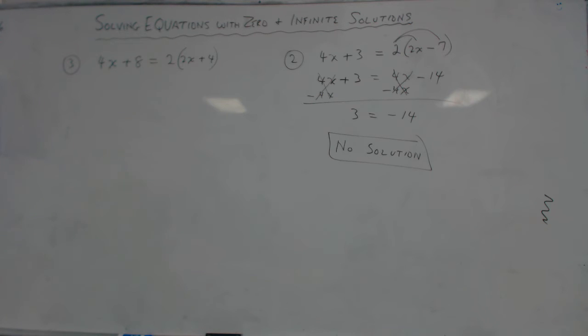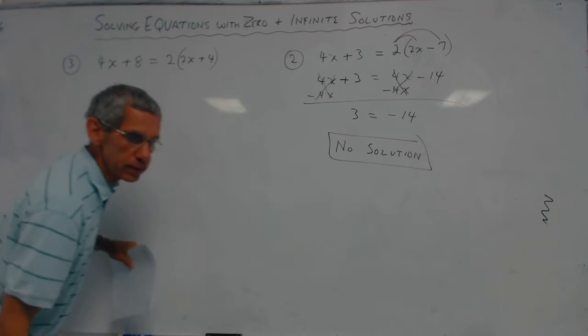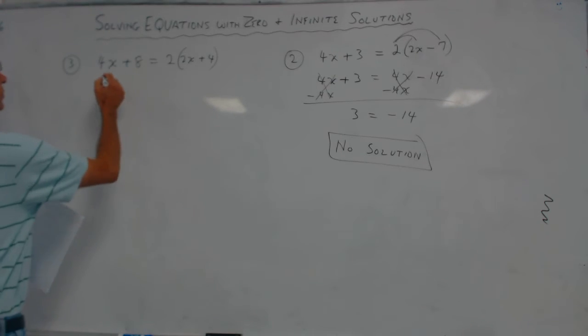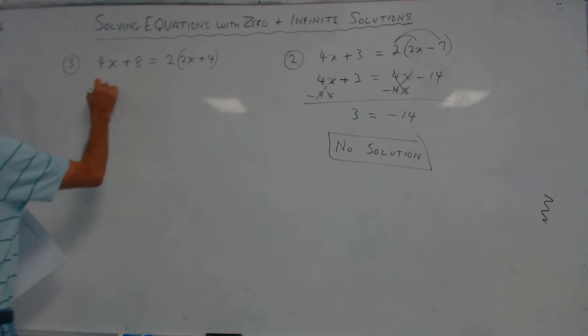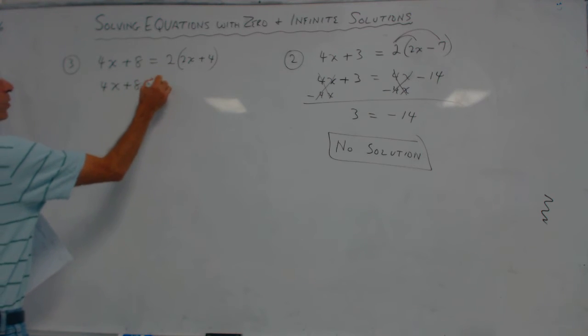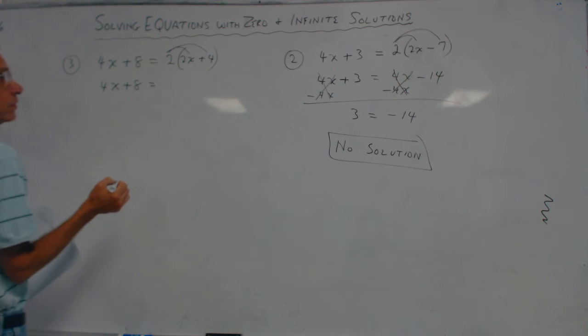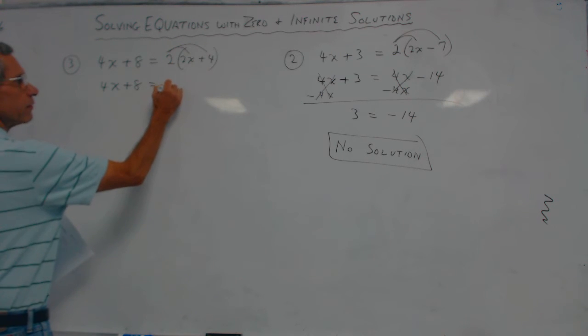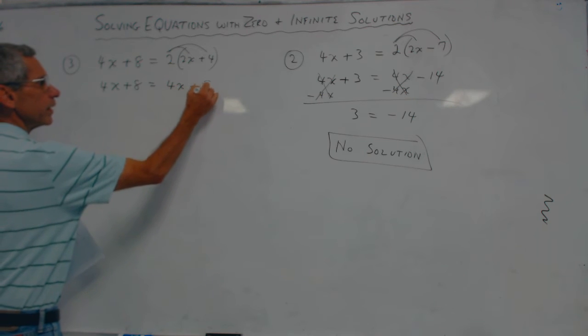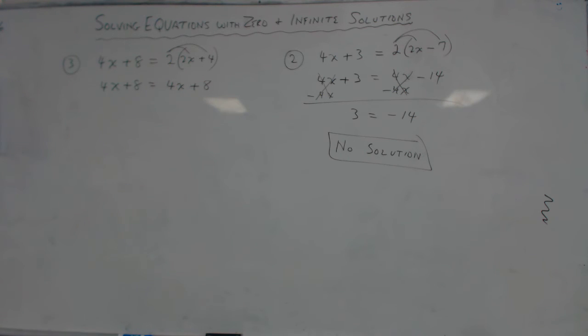All right. So again, I've got to use the distributive property, right? Okay, so I've got 4x plus 8 equals, and then I'm going to do this. So that's 4x plus 8. Huh. That's interesting. 4x plus 8 equals 4x plus 8? Wait, is that true?